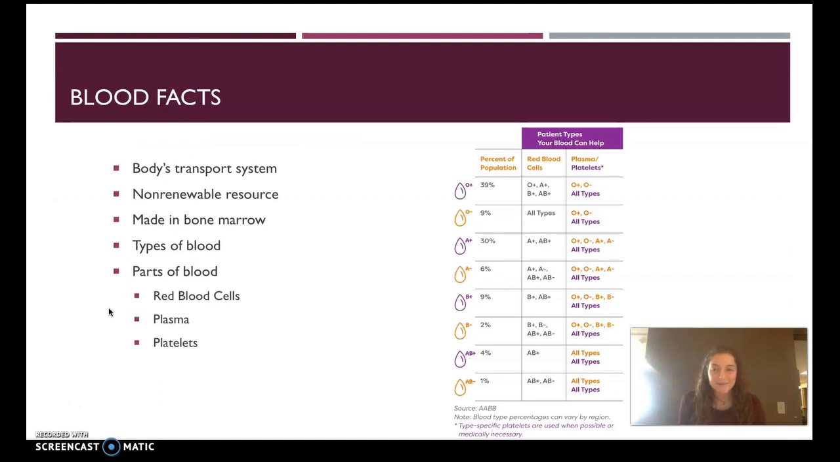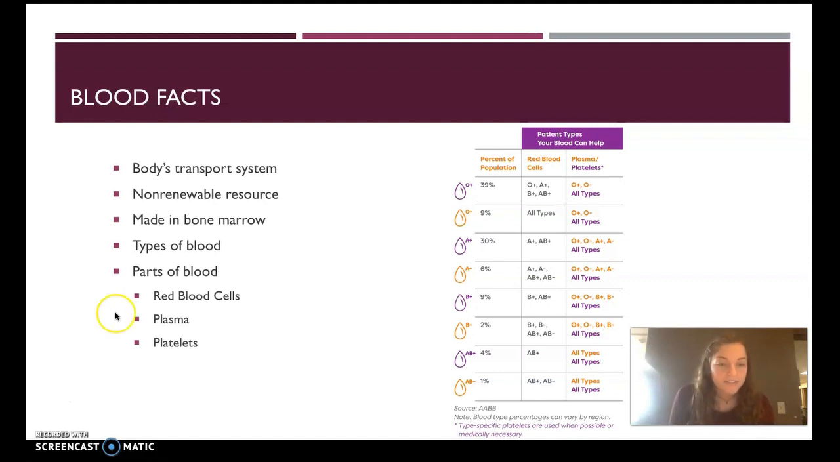Here are some facts about blood. It's the body's transport system, which means that it carries everything that needs to be moved around in your body. It is a non-renewable resource, so it cannot be artificially made. And if anyone needs a blood donation, this means that it has to come from another human because we can't create blood. It's made in the bone marrow of every human.